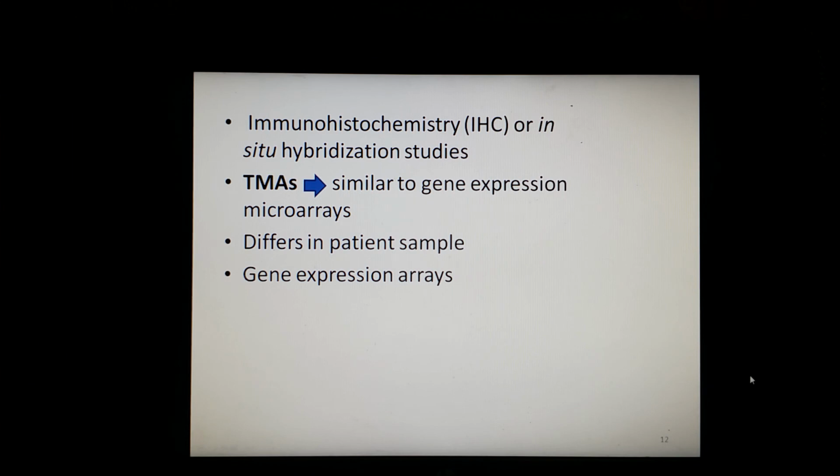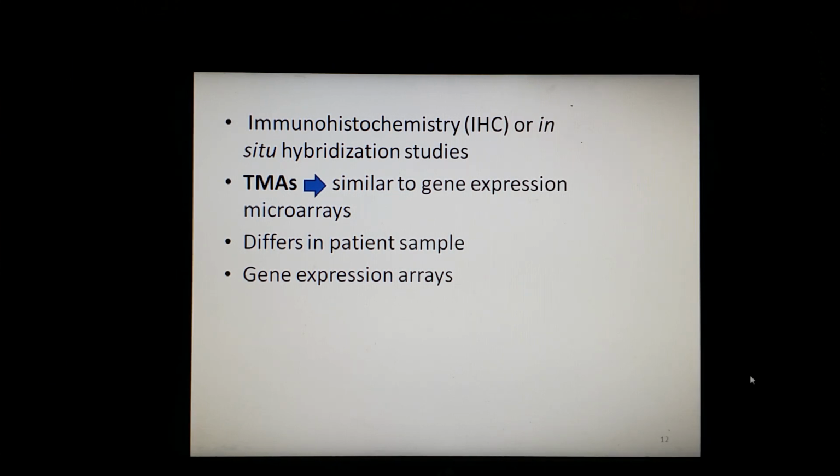After that, sections that are cut from TMA blocks can be used for immunohistochemistry or in situ hybridization studies. So what is immunohistochemistry? Immunohistochemistry is the most common application of immunostaining, and it involves the process of selectively identifying antigens, that is proteins, present in the cells of a tissue section. We do this by exploiting the principle of antibodies binding specifically to the antigen in biological tissue. This is the underlying principle of immunohistochemistry.